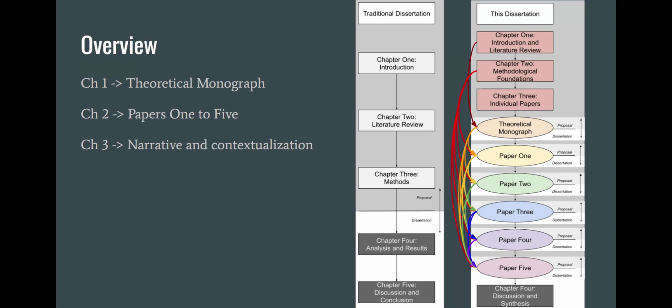And then chapter 3, again, is that narrative and contextualization, providing the link between each of these seemingly separate papers and the rationale for why a paper format was or was not changed from proposal to final dissertation based on the results of the specific paper discussed. So that theoretical monograph will inform papers 1 through 5. It'll serve as that theoretical framework, or at least a theoretical overlay to a postmodern framework.